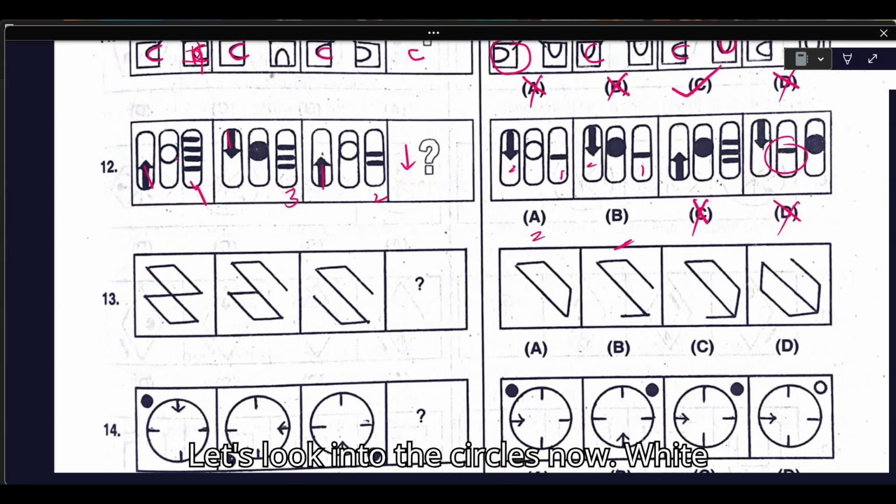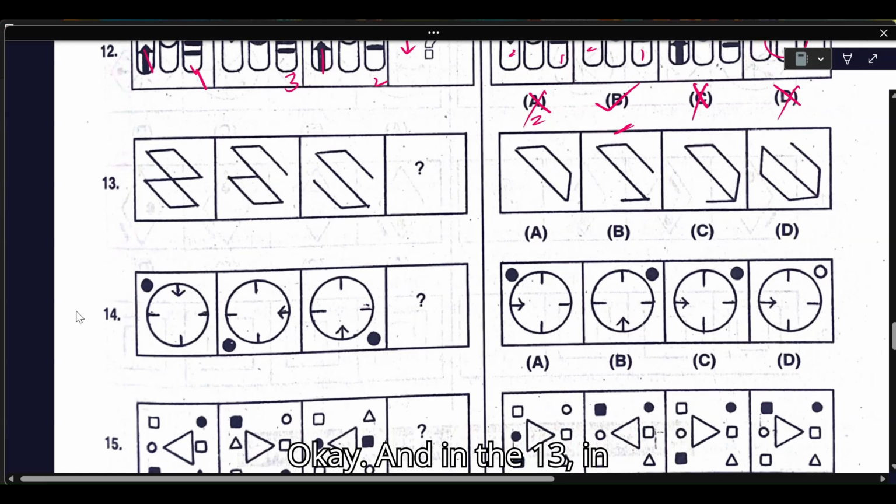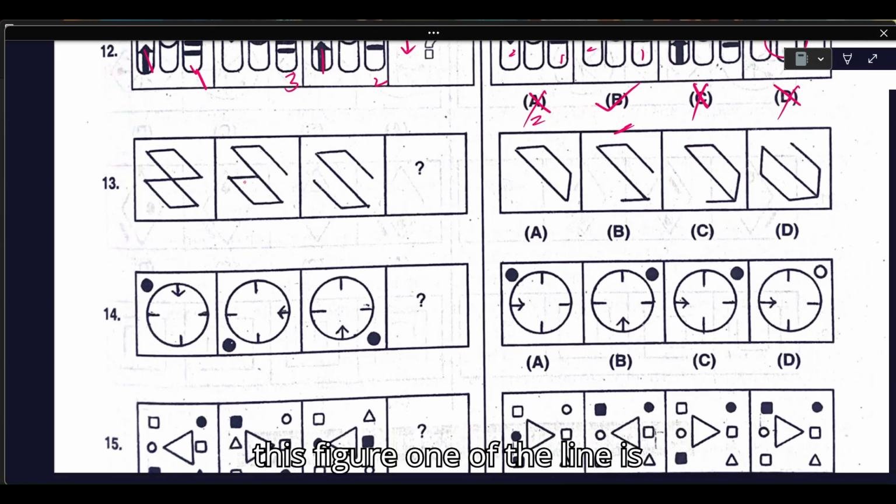Okay, let's look into the circles now. White circle, black, white, and next it should be black obviously. In this one it is white, so we will be eliminating A, so finally our answer is B. Okay, and in the 13th, in every figure one of the lines is removed.